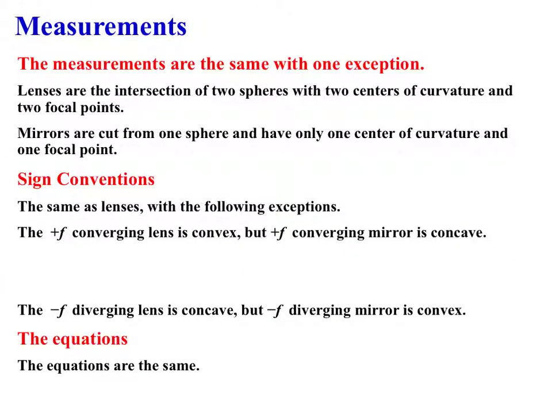Now the measurements are still going to be the same except for one exception. Mirrors are actually cut only from one sphere, so they only have one center of curvature. This is going to be either in front of or behind the mirror. The sign conventions are also the same, except that a positive converging lens was convex, while a positive converging mirror is concave. They're opposite. And a negative diverging lens is concave, but a negative diverging mirror is convex. Again, opposite. But the equations are still the same.